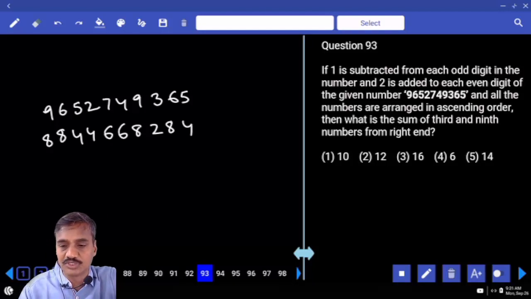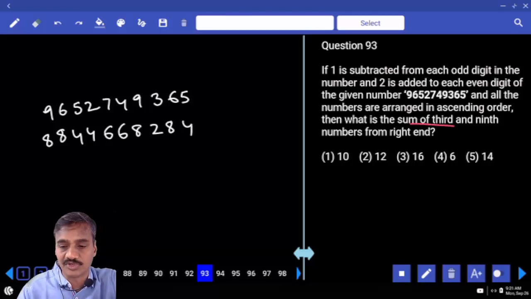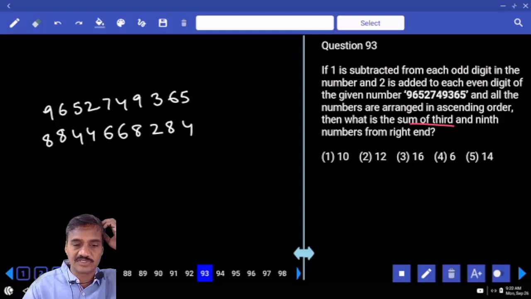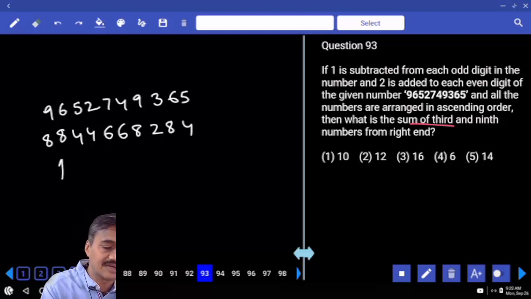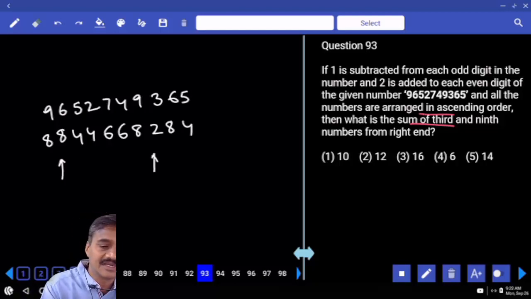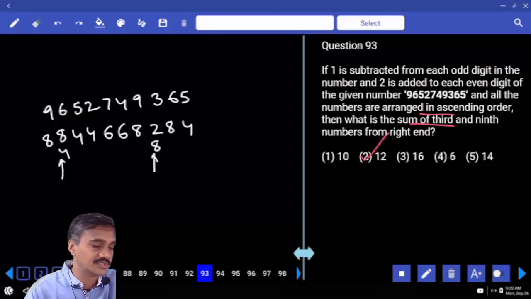And all the digits are arranged in ascending order. All the digits then, what is the sum of the third and ninth digits from the right end? Third and ninth digits, 4, 5, 6, 7, 8, 9. Ninth digit, tell me where it comes here. Third digit is this, right? Now all the digits are arranged in ascending order. Tell me what comes here. After 2 comes 4, right? How many 8s are there? 1, 2, 3, 4, 8. Hence here it would be 8. Hence 4 plus 8, 12, choice 2, 93.